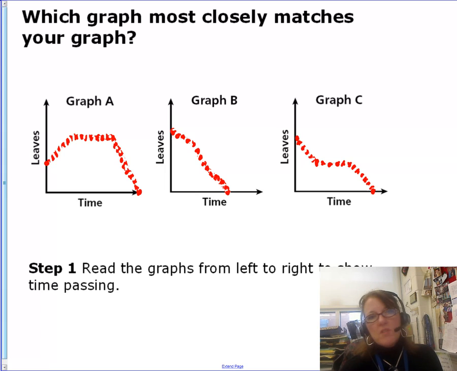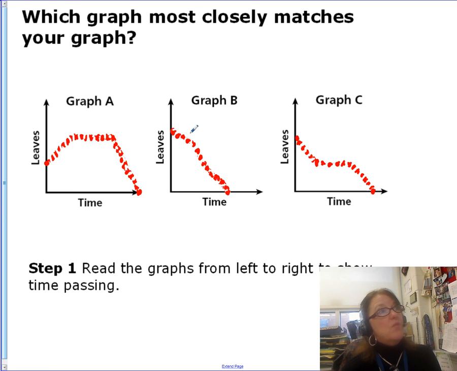Which one looks most like yours? Which one of those would you say describes what's happening on yours? More like A, more like B, more like C. So stop for a second, pause the video, see which one you think. All right, here we go.